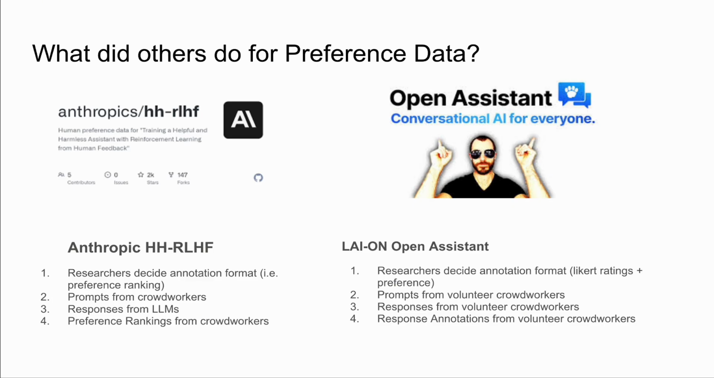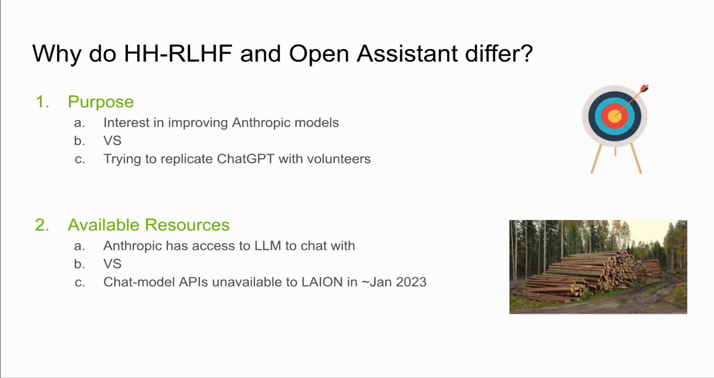So why did HH-RLHF and Open Assistant differ? HH-RLHF's main purpose is to improve Anthropic models, whereas Open Assistant seeks to replicate ChatGPT with volunteers. They also have a difference in resources. Anthropic has access to an LM that they can comfortably chat with, whereas when Open Assistant first started in January 2023, there wasn't really a chat model API available. ChatGPT had just taken place back in November 2022, and they had yet to launch a public-facing API.